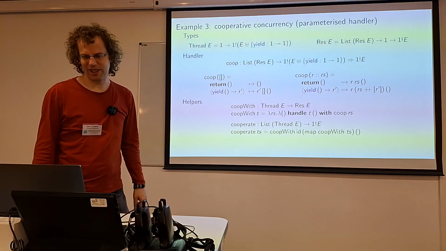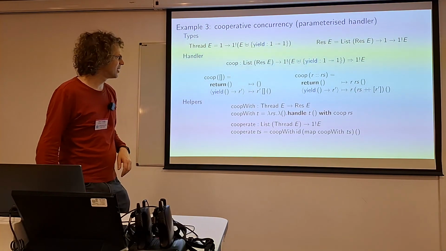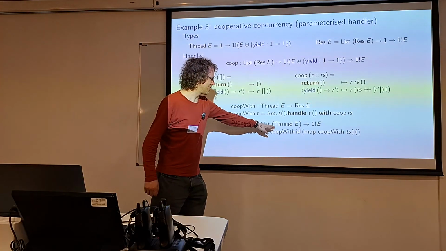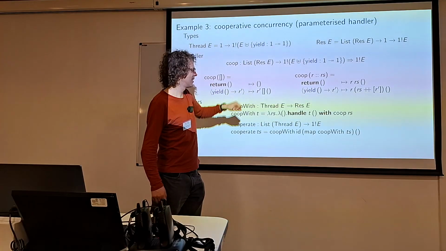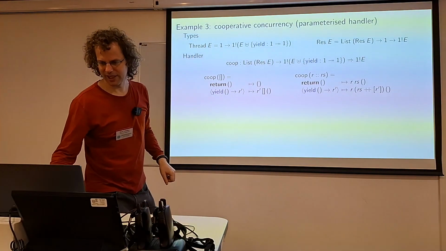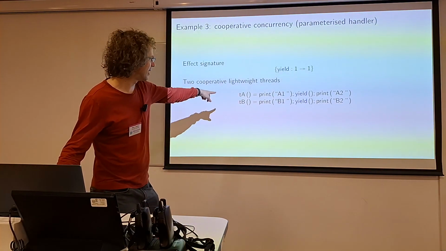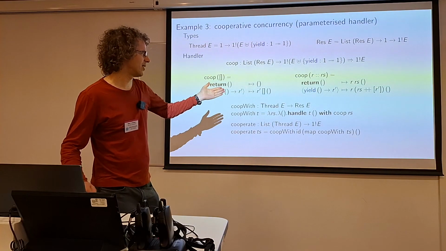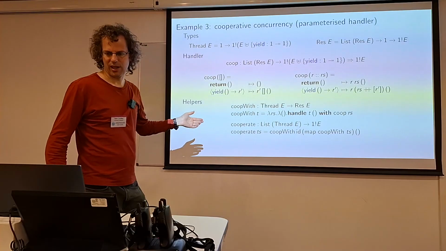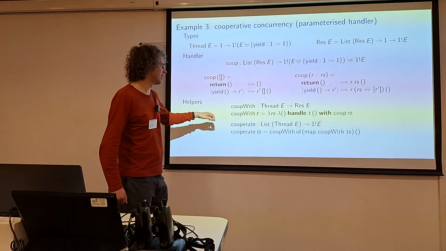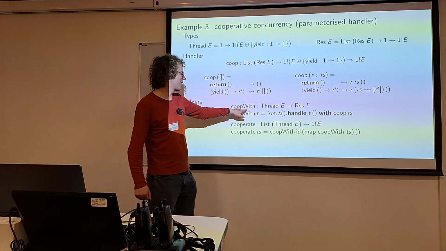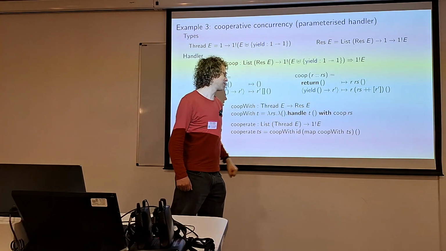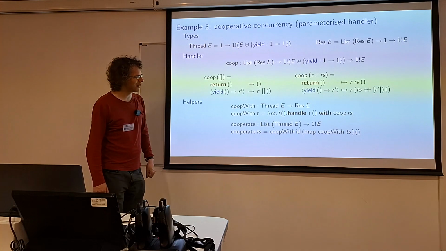And yeah, the slightly fiddly bit is that the thing we actually want to write is this cooperate function, which takes a list of threads, like the things I showed you here, and then runs them through the handler. So that's what this co-op with is doing. It takes a thread and turns it into a resumption. And well, how do you do that?